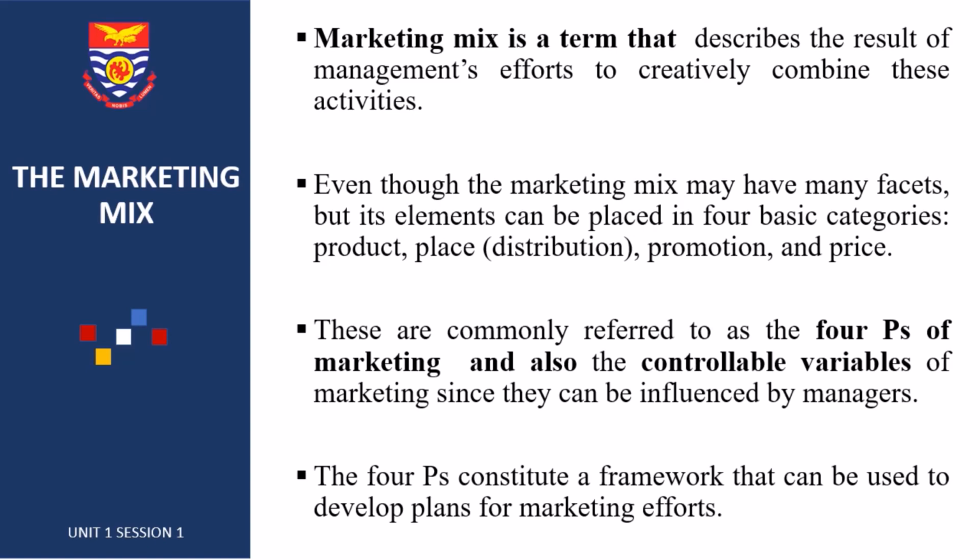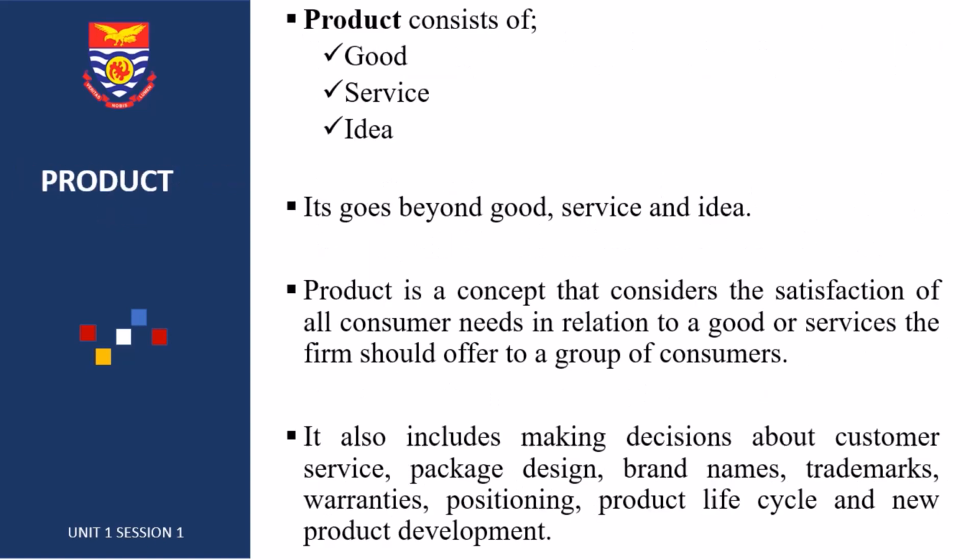These are commonly referred to as the 4Ps of marketing, and also the controllable variables of marketing, since they can be influenced by managers. The 4Ps constitute a framework that can be used to develop plans for marketing efforts. These 4Ps can help a marketing manager to come up with a well-structured strategy that would help meet the objectives of the marketing firms. And these 4Ps help the marketing manager to be profitable at the end of the day.